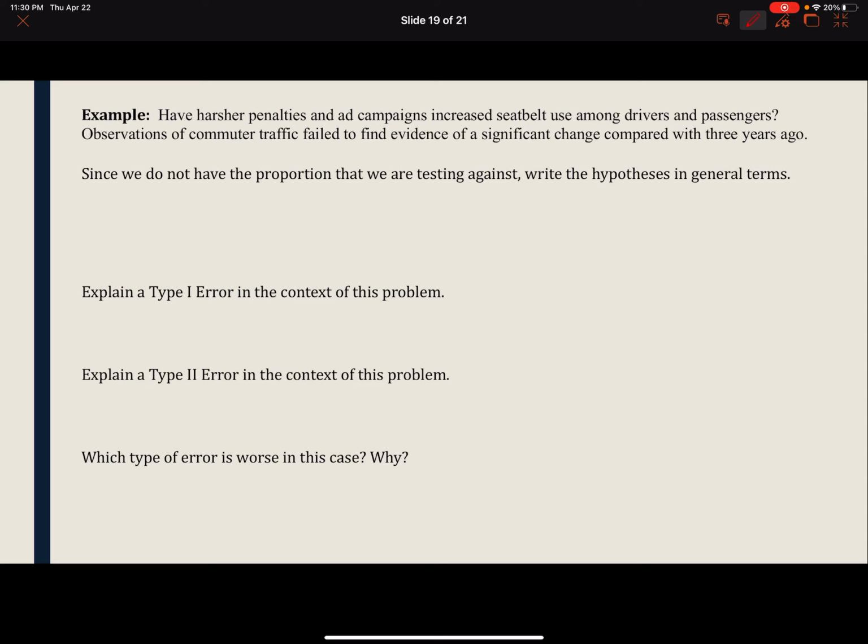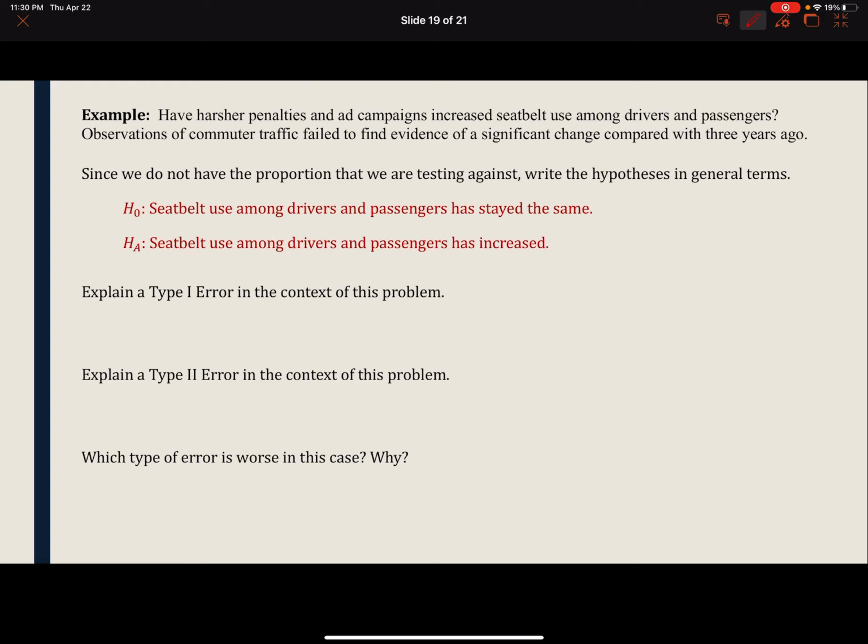So remember that the null hypothesis is that nothing has changed. So we would say that the null hypothesis is that seatbelt use among drivers and passengers has stayed the same, regardless of these penalties and ad campaigns. Whereas the alternative hypothesis is that a change has occurred. So we would say that the seatbelt use among drivers and passengers has increased because of these penalties and ad campaigns.